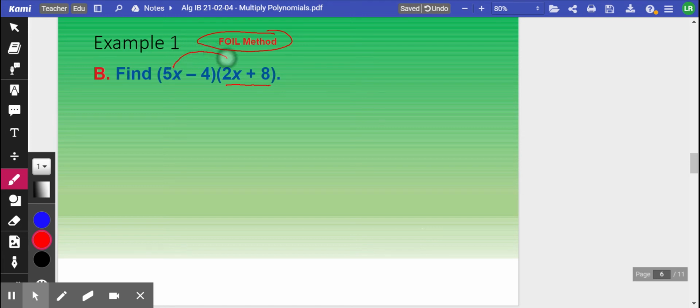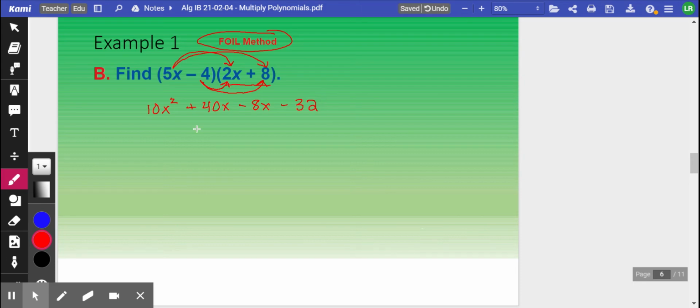So I'm going 5x times 2x. That's 10x squared. Remember, x times x is x squared. 5x times 8. That's positive 40x. Okay, so the 5x is done. Now I'm going to work with the negative 4. And you got to make sure you see this as a negative 4. And you're doing distributive property with that. Negative 4 times 2x. That would be negative 8x. And negative 4 times 8. That is negative 32.